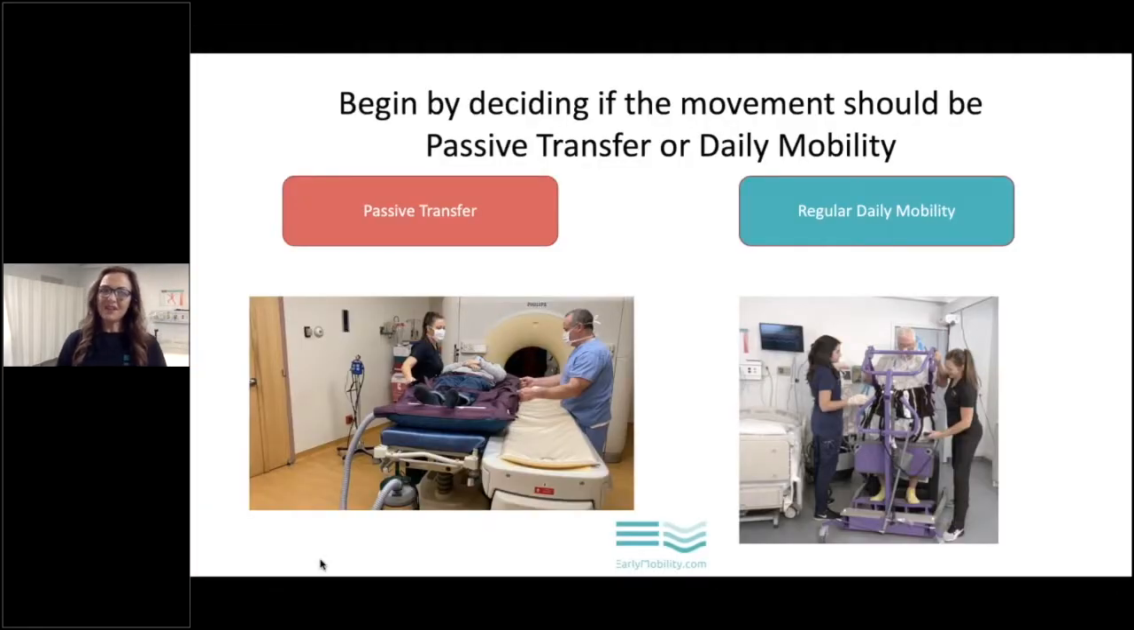So we've seen in the video that there are several kinds of movement that we need to consider. We're going to practice this now in several clinical scenarios, and for the purposes of this module, we're really going to focus on passive transfer and regular daily mobility.